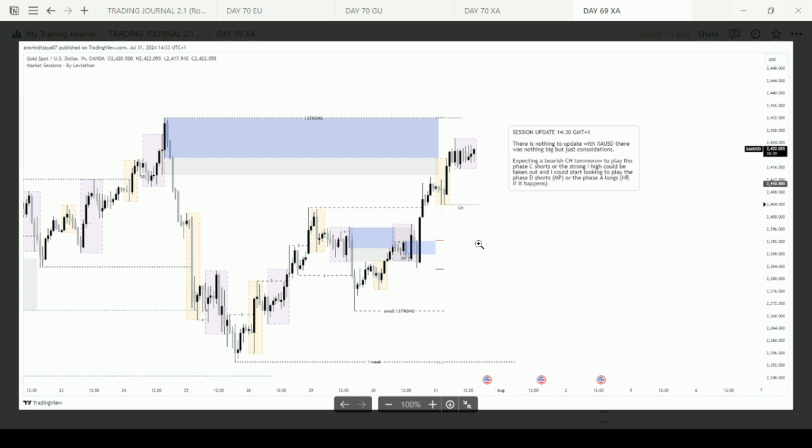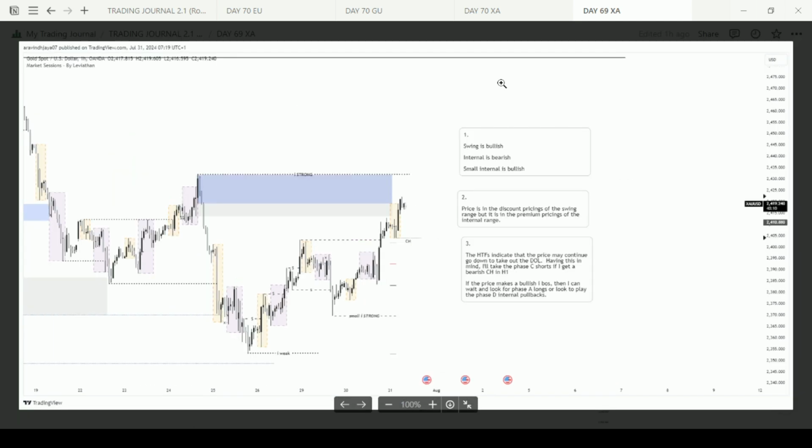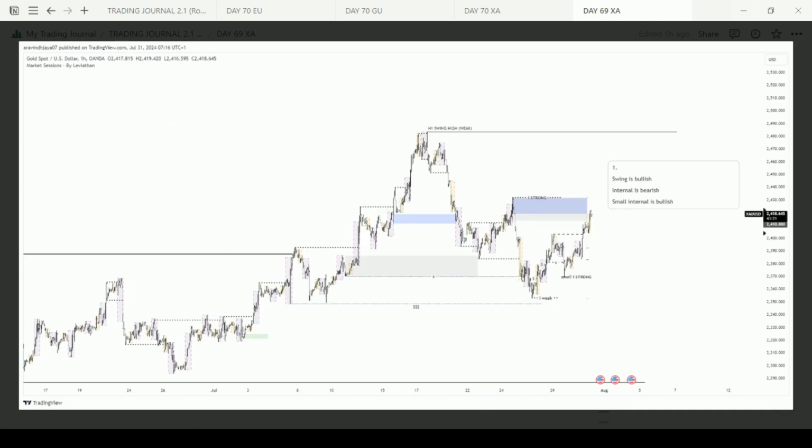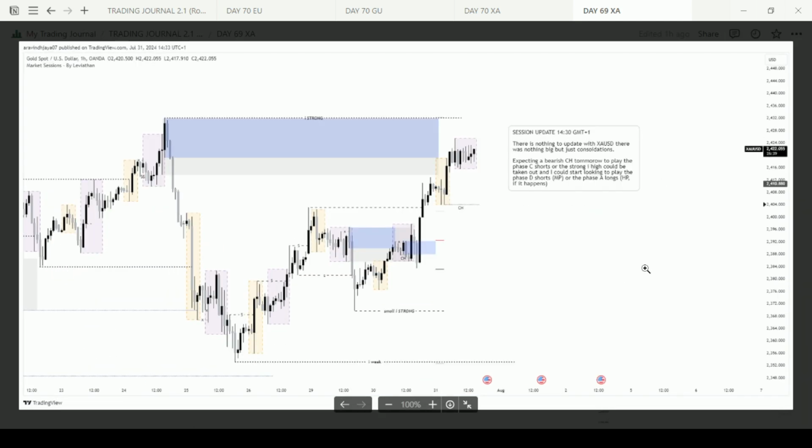So tomorrow I can expect that either the small internal pullback starts and this weak internal low could be taken out, or this strong internal high could be taken out. If this happens, then probably I can look to remap the market structure because it looks very clumsy, and I need to have three levels of structure in order to find the current order flow. So probably I'll be eliminating the small internal structures by making these swing structures very small. So that's the recap for tomorrow. But for today, there are no trades because there was nothing in the gold chart. Thank you guys. Bye.